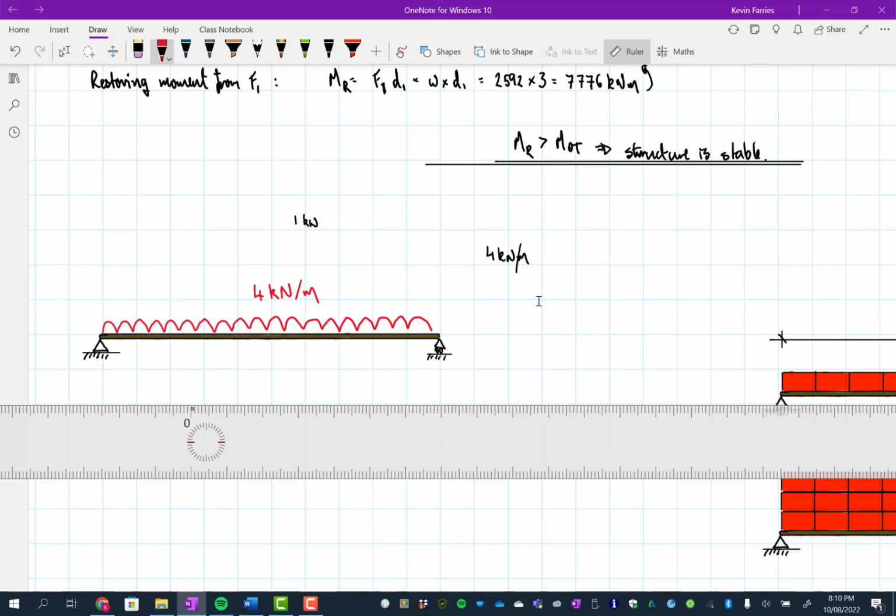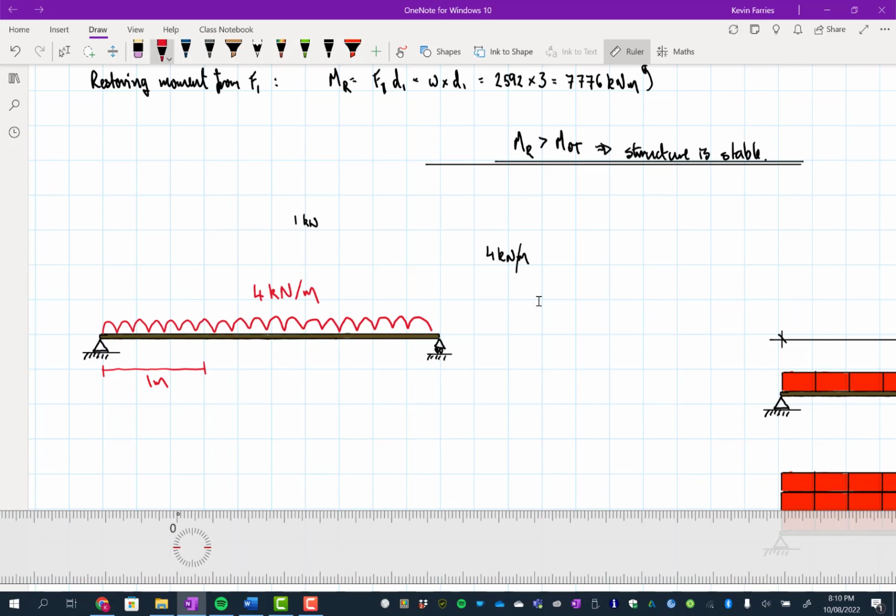So if you were to take 1 meter long, what you'd say is, well, it's 4 kilonewtons per meter. So that would be a total load on 1 meter of 4 times 1, which would be 4 kilonewtons. Okay, if you were to think about how much load is on a length of 2 meters, say you take 2 meters instead.